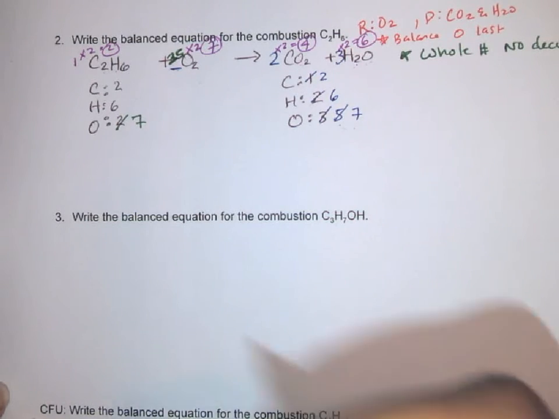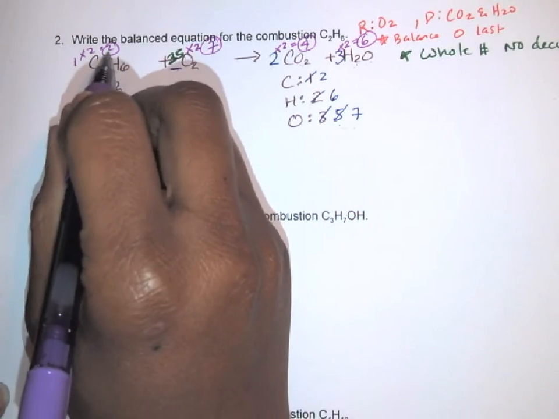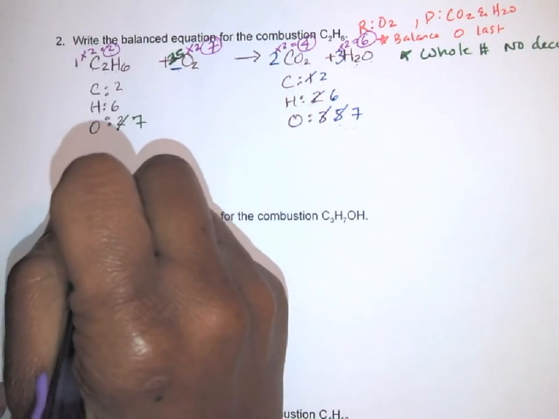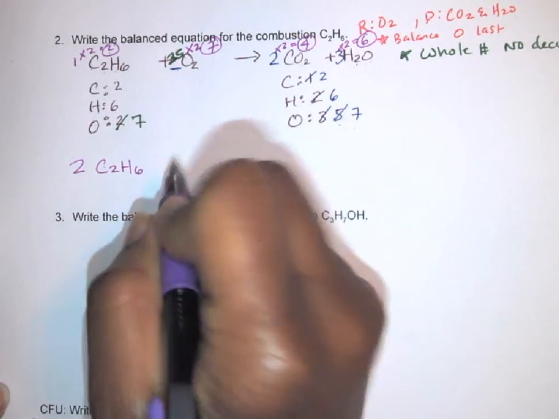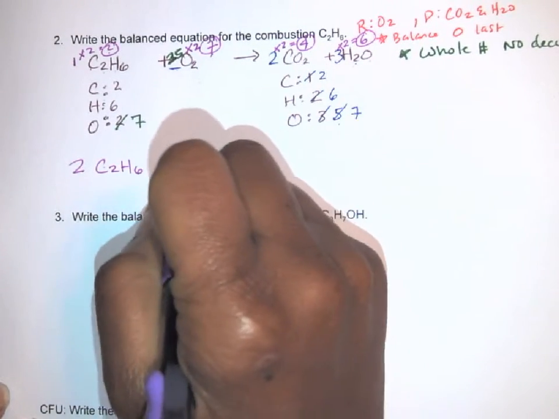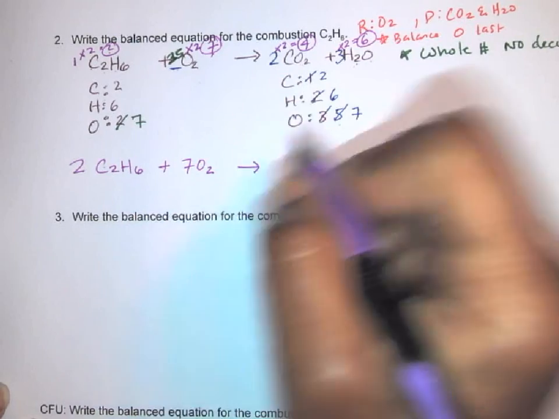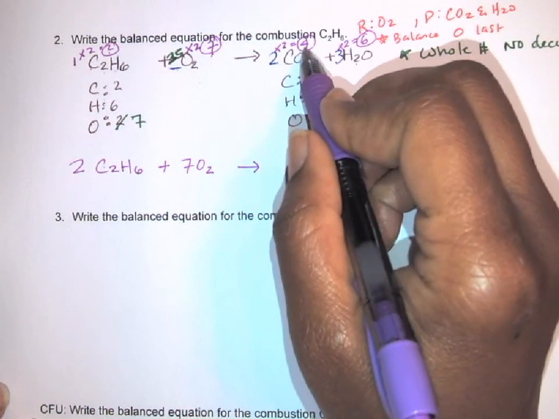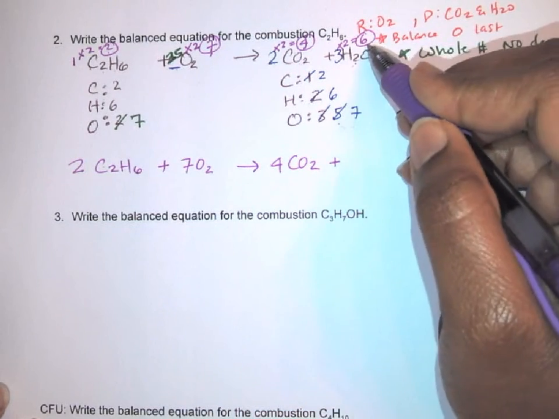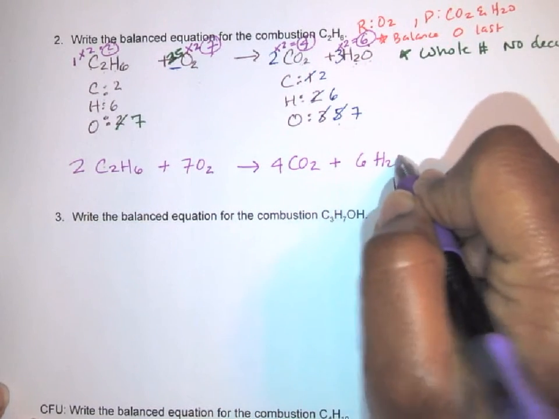So what's my new balanced equation? I'm just going to rewrite this and clean it up a bit. It's going to be 2 C2H6 plus 7 O2 yields 4 CO2 plus 6 H2O.